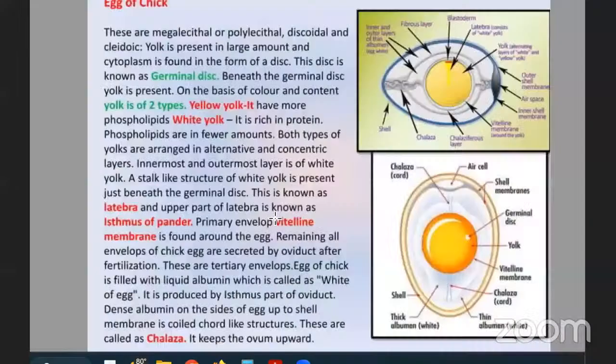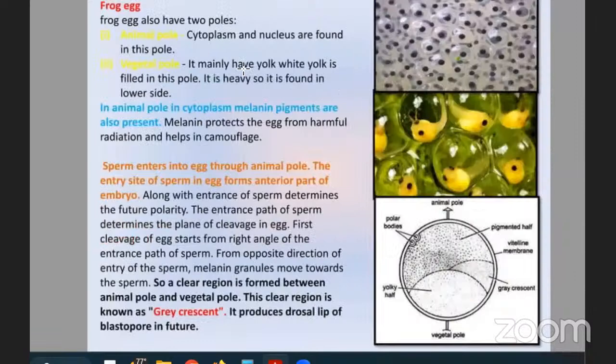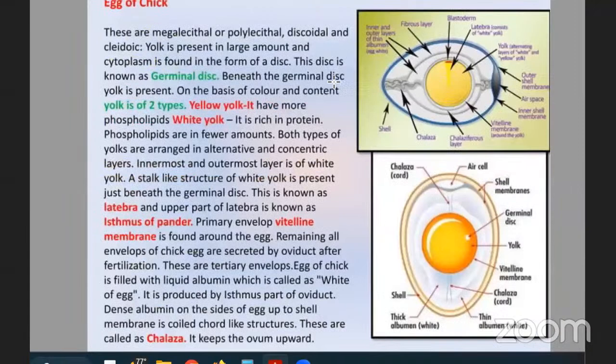Right. So when it comes to the fetal membranes in the chick and the placentation in mammals, you can see that three classes of vertebrates are grouped under amniota, that is, the presence of the amniotic membrane. And then you have the viviparous animals, which give birth to the young one.